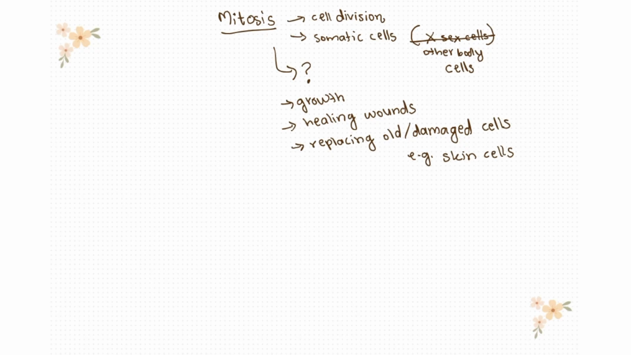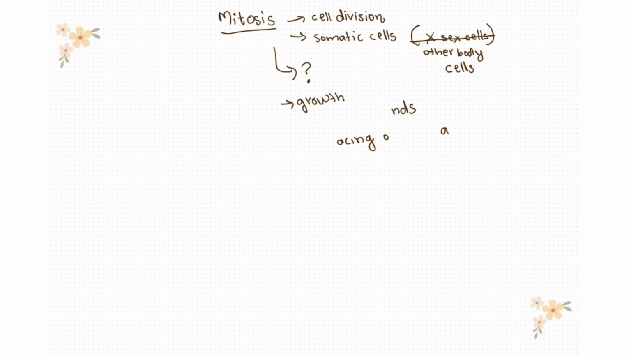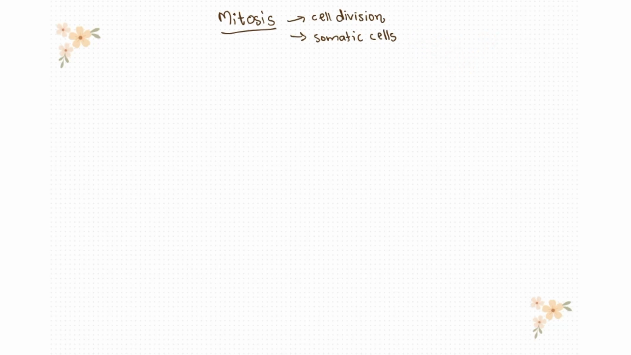So it is cell division. And we say a parent cell, so the original cell, is going to divide to produce two genetically identical daughter cells. So in simple terms, what that means is if it's a skin cell, it's going to produce skin cells. That's one example. So the cells are going to be genetically identical.